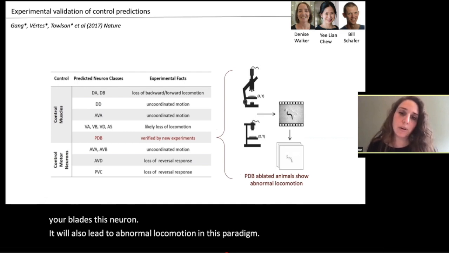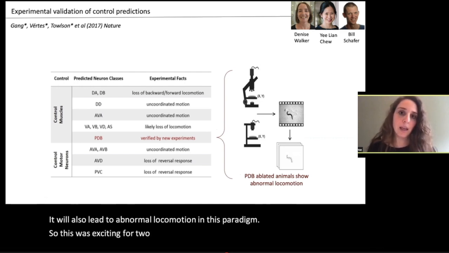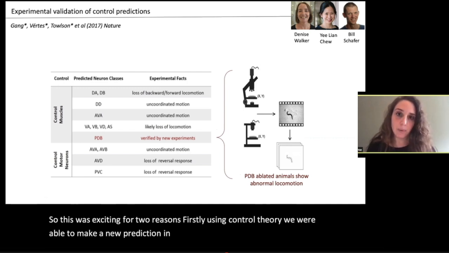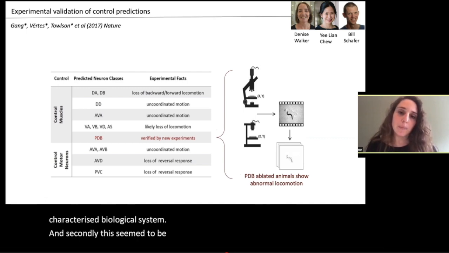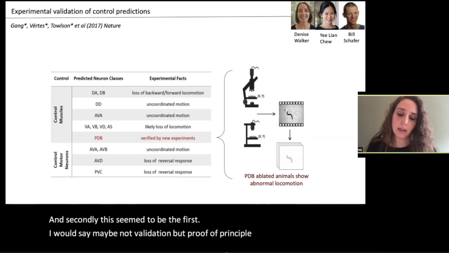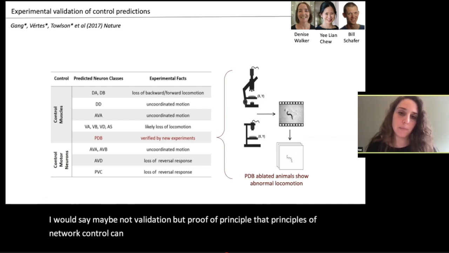Firstly, using control theory, we were able to make a new prediction in this really heavily studied, well-characterized biological system. And secondly, this seemed to be the first, I would say, maybe not validation, but proof of principle that principles of network control can be useful in making predictions in real neural networks.